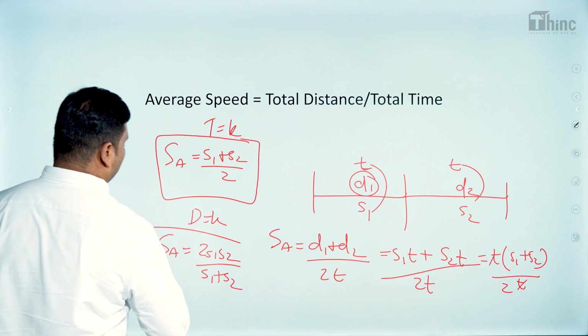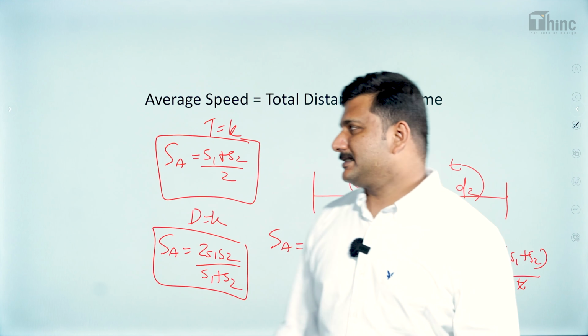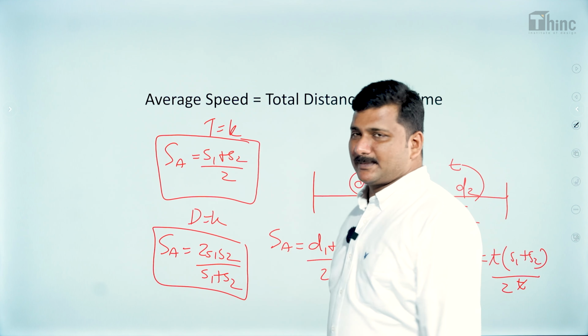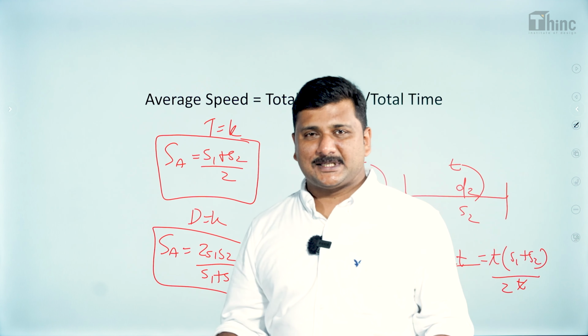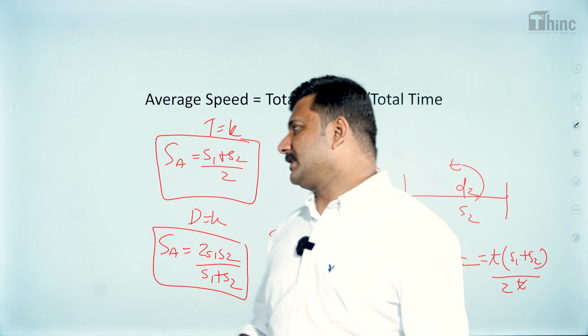So this is more than enough. If you know these two formulas, you can actually do all the questions connected to these concepts. They might indirectly tell us the time is constant and ask what the average speed is. They might indirectly tell us that the distance is constant and ask what the average speed is.